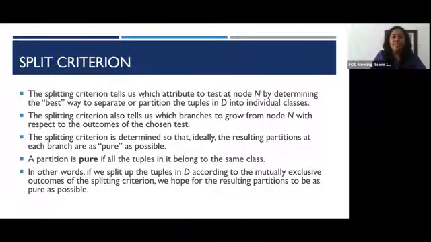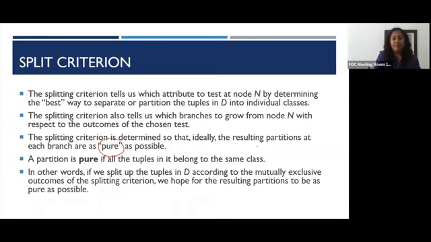The splitting criterion tells us which attribute to test at a particular node, what is to be tested, and what is the way to separate. Separate in the sense, what are the branches you are going to put? Is it small and medium together or medium and large together? Likewise, okay? The splitting criterion also tells us which branches to grow from the node n with respect to the outcome of the chosen test, right? So you are going to test that also. The splitting criterion is determined so that ideally the resulting partition at each branch is as pure as possible, right?